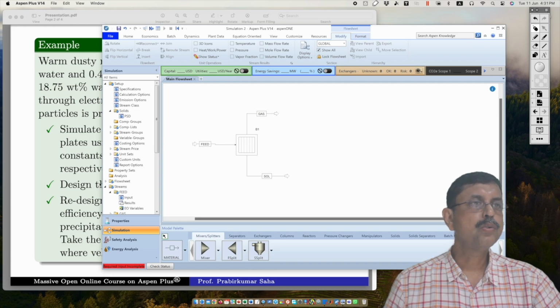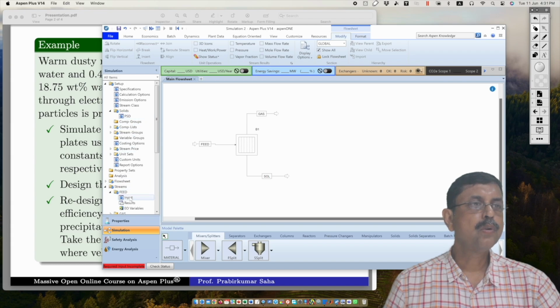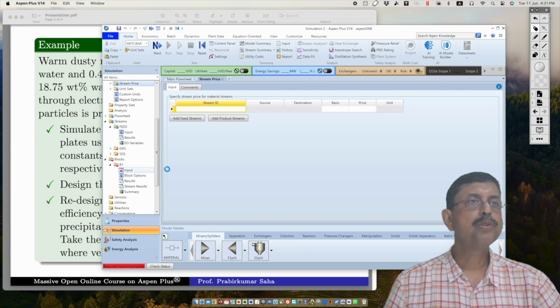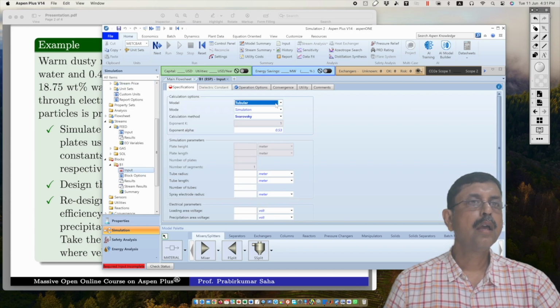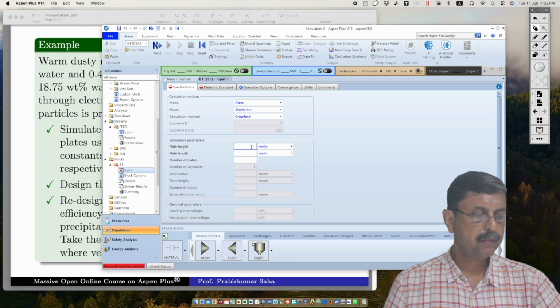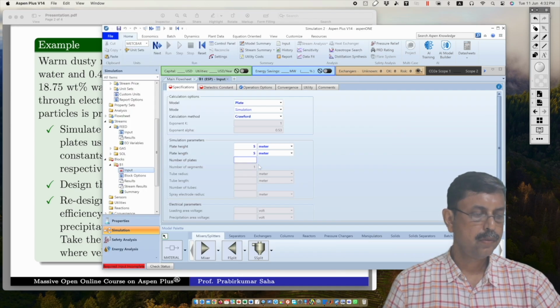Now let us go to the problem once again. Simulate the process fabricated with two numbers of 5 cross 5 plate. So we have to go to the input, and there we choose the plate type, the simulation and Crawford. So it is 5 meter cross 5 meters. So it is 5 and 5. There are two number of plates. So we give 2.